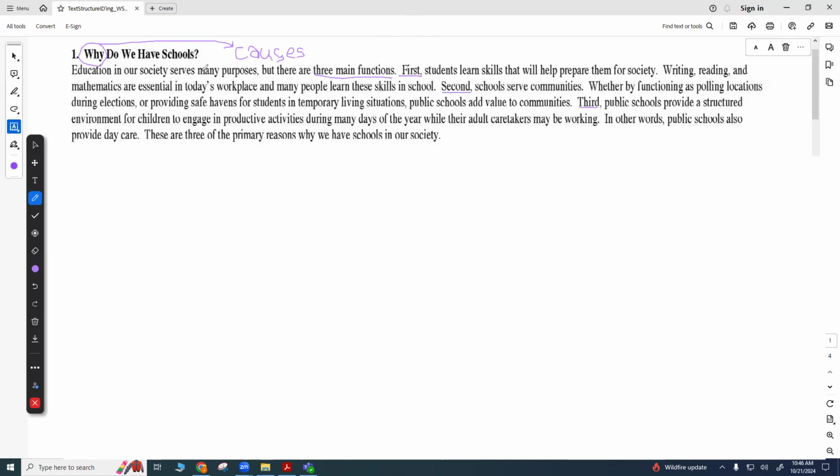So, education in our society serves many purposes, but there are 3 main functions. So what is the topic? Just based on that first sentence, what's the topic of the paragraph? Education in our society.